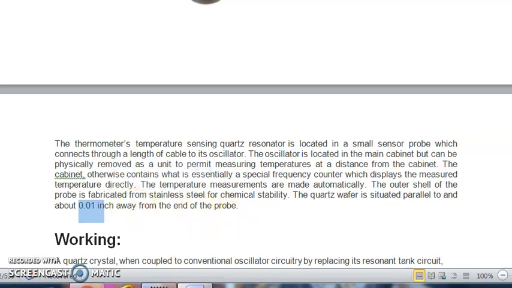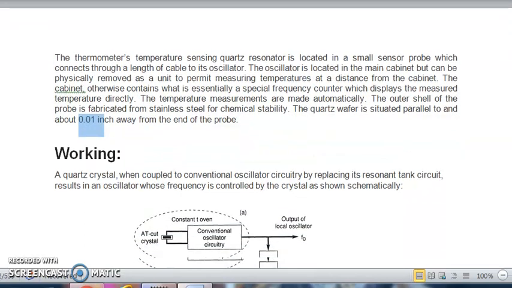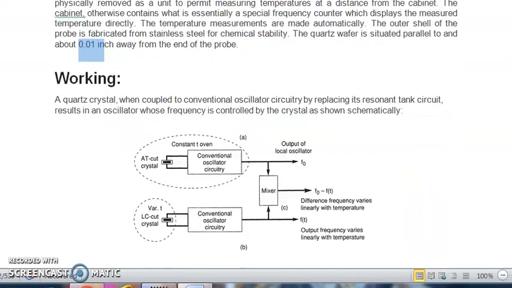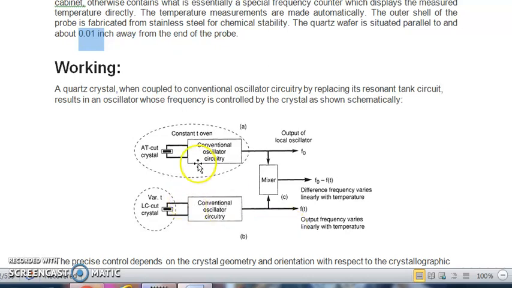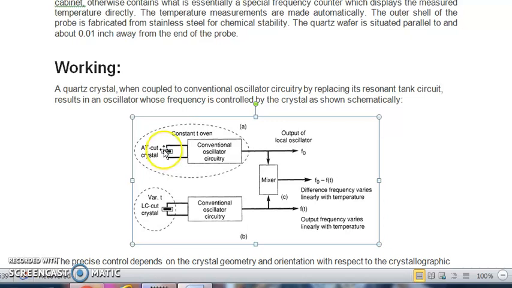Now, how does it work? It is explained through the diagram here. This is the symbol of the crystal. There are two types of crystal shown here, LC cut and AT cut. These are the different names. And this complete encircled portion is an oven having constant temperature T. And this is the inside of the quartz crystal, which has the oscillator circuitry.